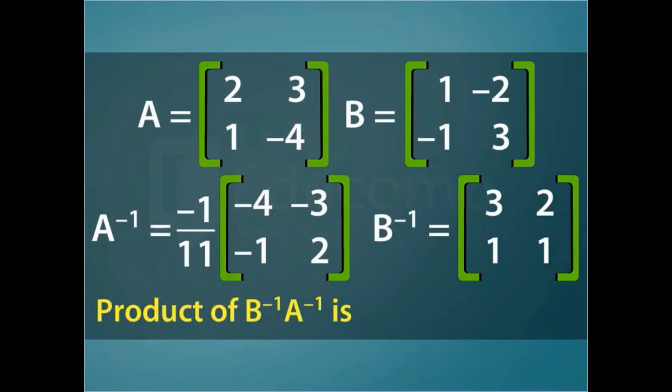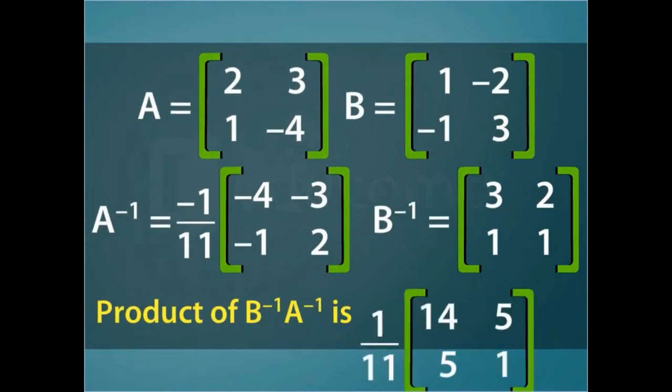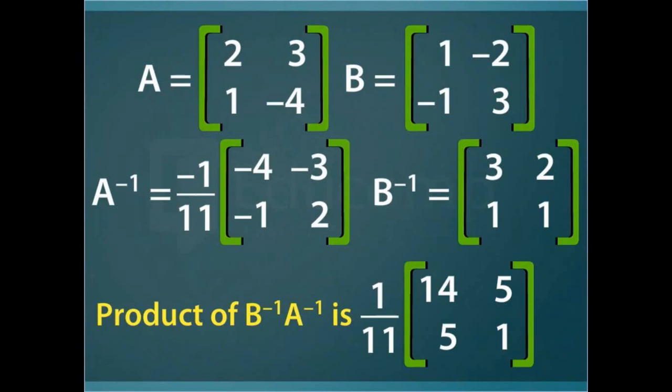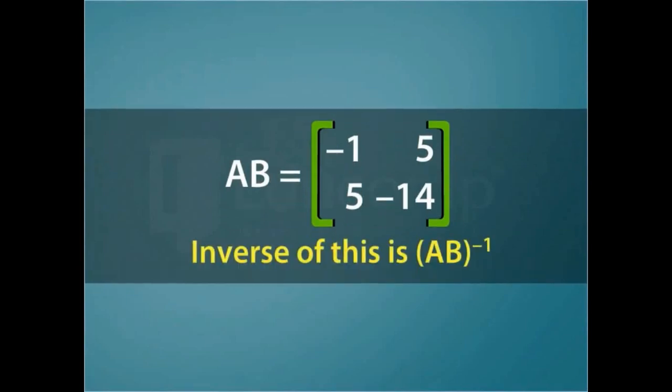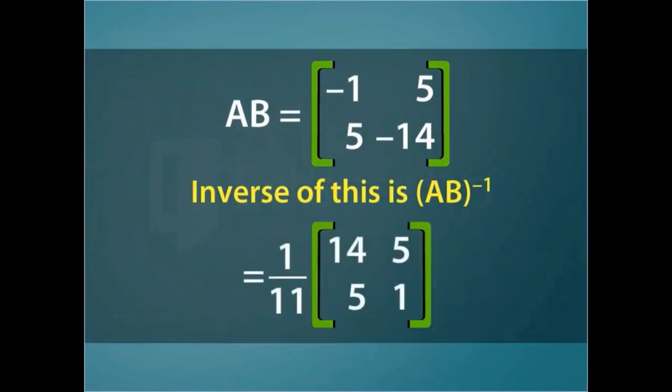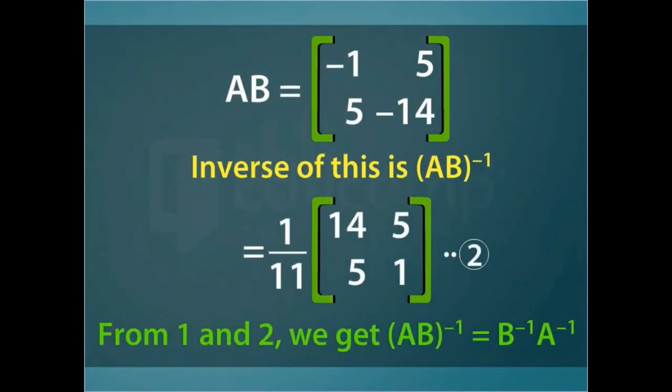The product of B inverse and A inverse is given by the product of scalar 1/11 and elements 14, 5, 5 and 1. This is statement 1. The product AB is a matrix with elements -1, 5, 5 and -14. We also define the inverse of AB as the product of scalar 1/11 and elements 14, 5, 5 and 1. This is statement 2. From 1 and 2 we get (AB) inverse equals the product of B inverse and A inverse.